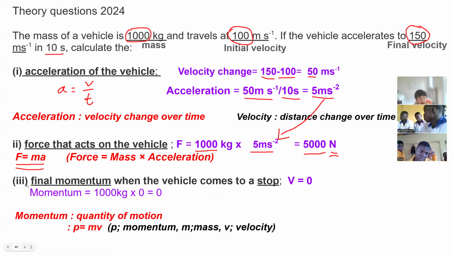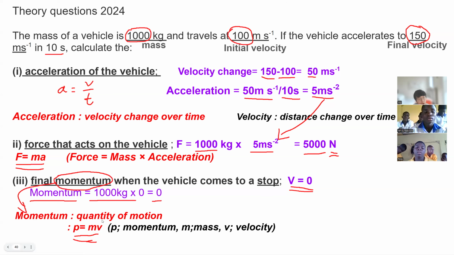And the third question asks us to calculate the final momentum when the vehicle comes to a stop. So when the vehicle comes to a stop, velocity is just equal to 0. This is the equation of momentum. P, which is momentum, is equal to mv, which is mass times velocity. But since velocity is 0 when it comes to a stop, all you need to know is that the momentum is 0.